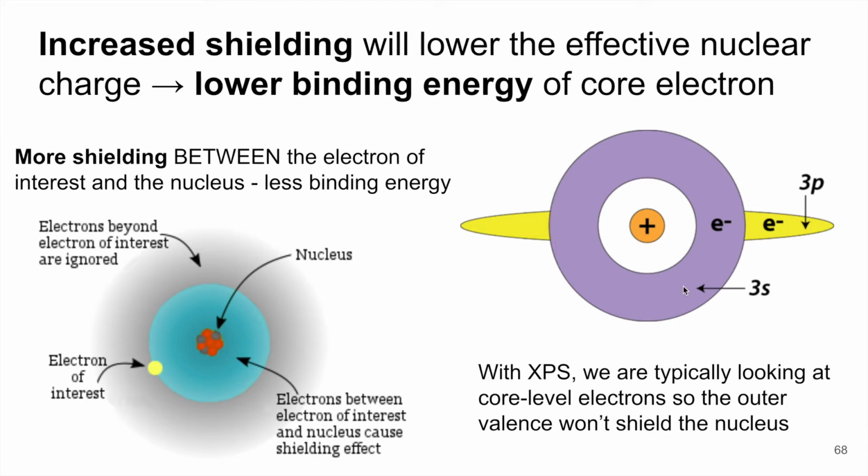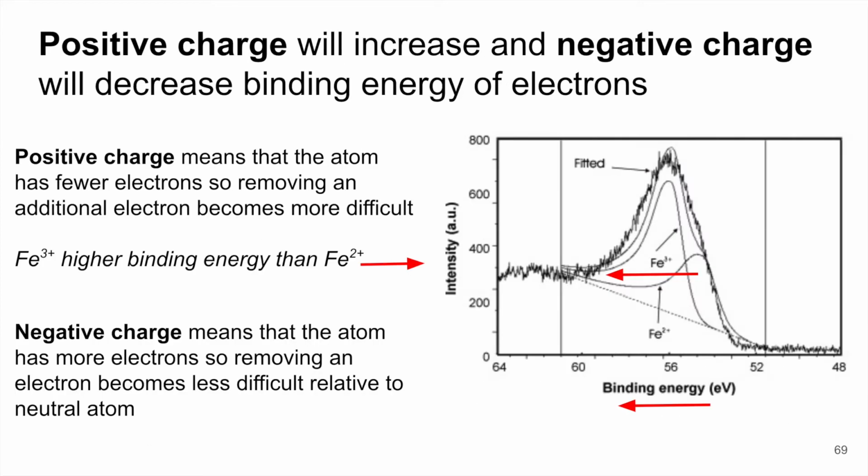Obviously, shape and so forth matters as well. S versus P and so forth have different shapes, and so that will come into play. But typically, we're looking at core level electrons, and so the outer valence electrons don't necessarily shield the nucleus as well. So all of that is considered in this type of analysis.